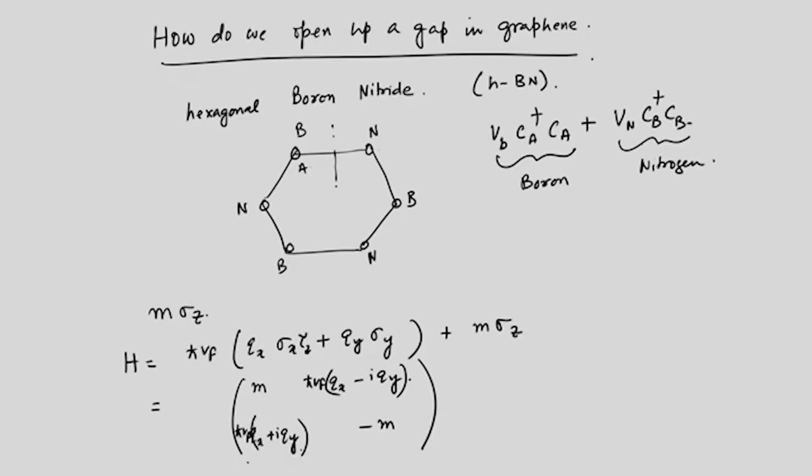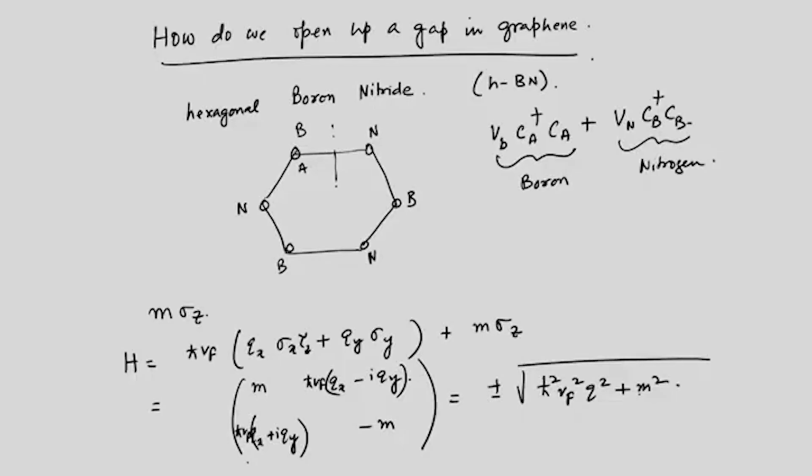If you solve this Hamiltonian, you get eigenvalues that are given by plus minus the square root of h cross square Vf square q square plus m square. Okay. Now, at q equal to 0, where the Dirac points exist, there is a gap that opens up, and a gap opening up really does not mean anything, in the sense that as m increases, the magnitude of the gap goes up at q equal to 0. That is, at the Dirac points both at k and k prime, you will have a gap that opens up.